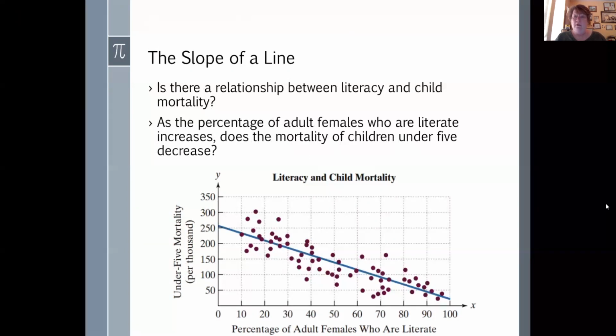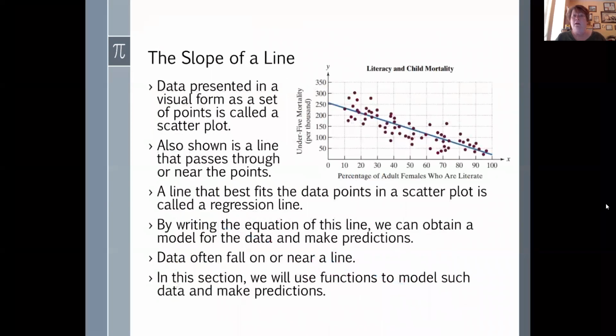That's the output. So we have a relationship, it appears, between the input, the percentage of adult females who are literate, and the output, the mortality of children under the age of 5. Data presented in this visual form, as a set of points, is called a scatter plot. So if you have a set of ordered pairs and you graph that set of ordered pairs, you have created a scatter plot.